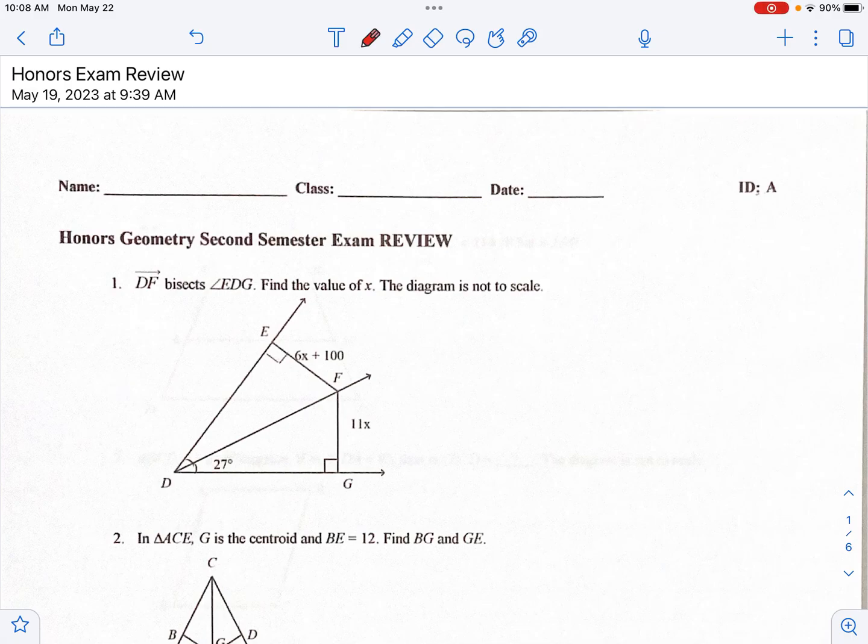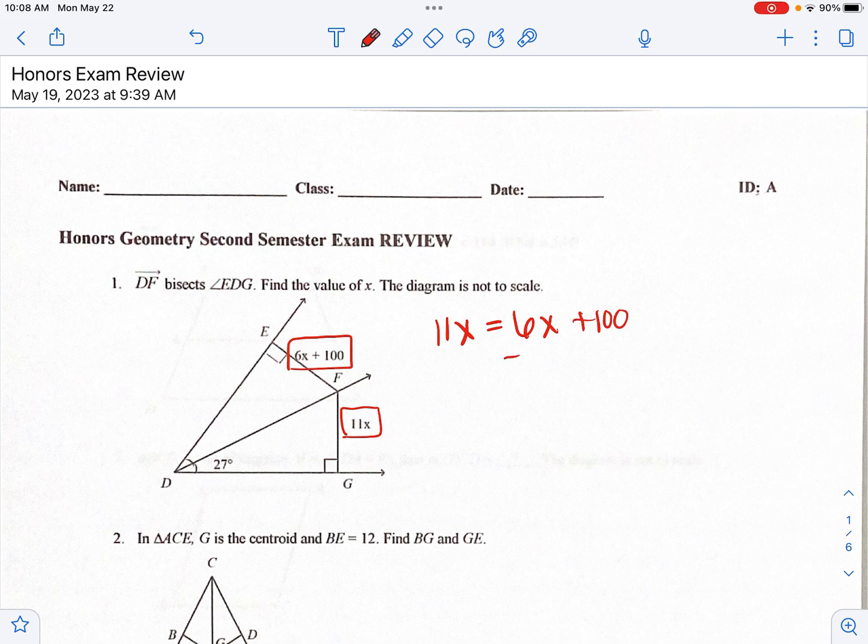Number 1, it tells us that ray DF bisects the angle. So whenever something is bisected, we know that it cuts it into two congruent parts. So we can see we have the two expressions for EF and FG here, and we know that those are equal because they are congruent. So 11x equals 6x plus 100.